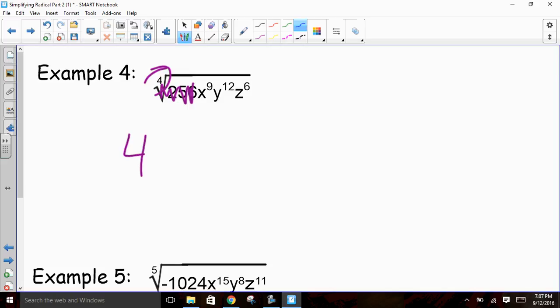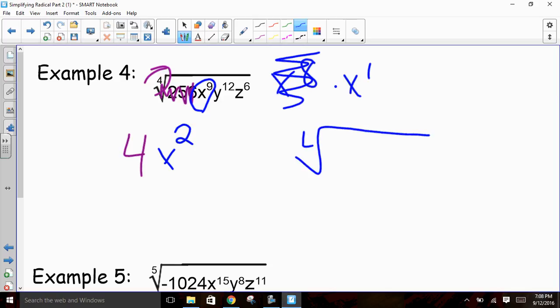Now what about my x to the 9th? Can I take 9 divided by 4 and get a nice easy whole number? Nope. But I know that x to the 9th is the same thing as x to the 8th times x to the 1st. Is x to the 8th divisible by 4? Yep, it's 2. So I have x squared come out. I have 1x left underneath. Notice I left that space so I can keep writing if need be.